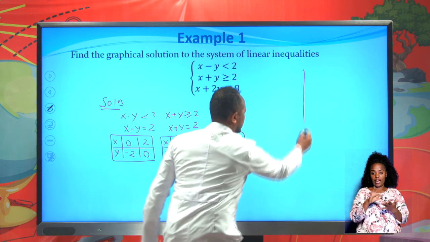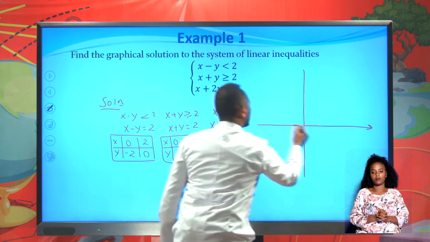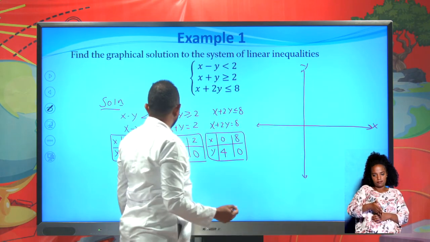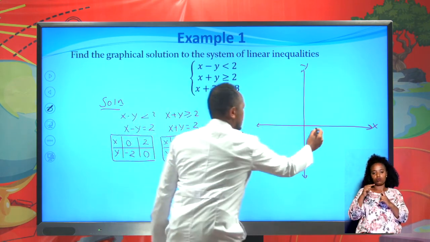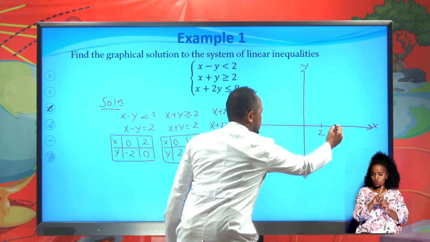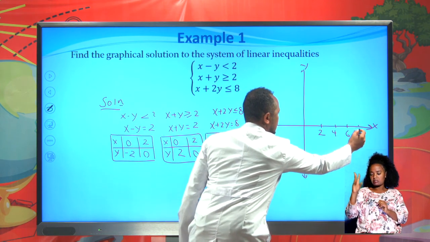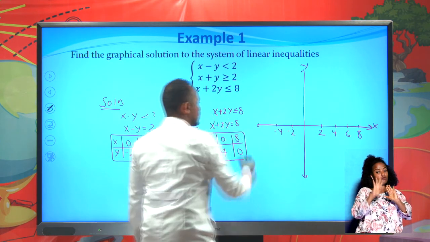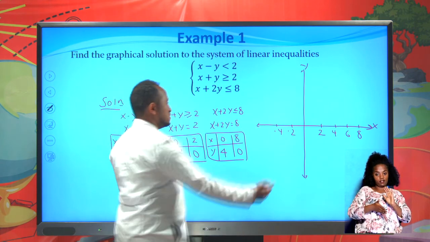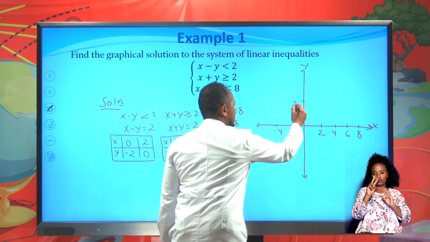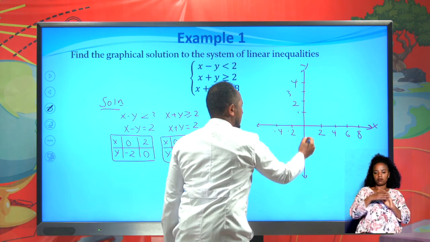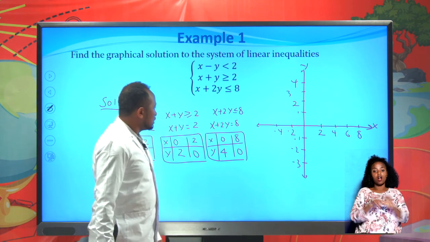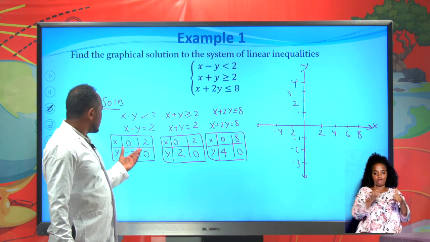So we have this one. X-axis and y-axis. Okay, let's take the scale for x up to 8. So let me make this 2, 4, 6, and 8. Negative 2, we will have negative 2 here, negative 4, and so on. For y, the scale up to 4, so let me use scale 1: 1, 2, 3, and 4. Here, negative 1, negative 2, negative 3.